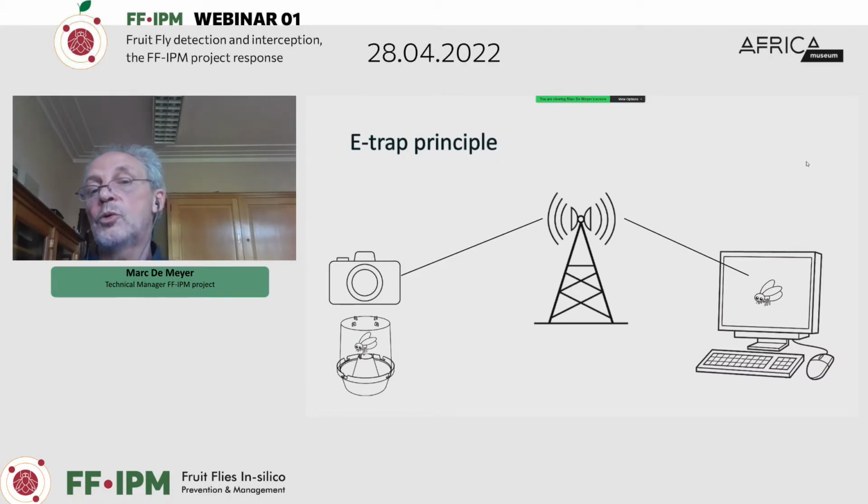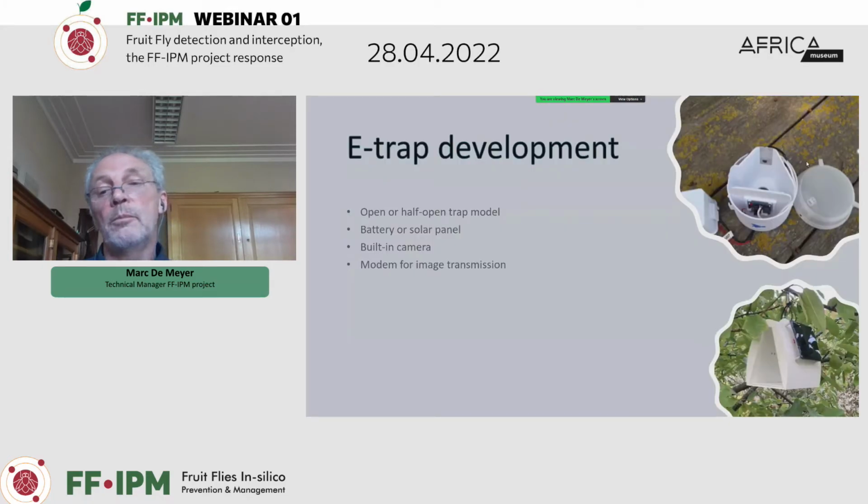And then, rather than having to go to the trap, you can, from your office, inspect the images and find out if there's any fly on it that looks suspicious or that is an exotic one and is not supposed to be there. So within the Fruit Fly IPM project, we are developing two kinds of traps, what we call the open or the half-open trap models. And what they consist of is the usual trap system, a battery, because you need some kind of energy in order to have the camera working and the picture sent, a built-in camera, and then a modem for the image transmission.